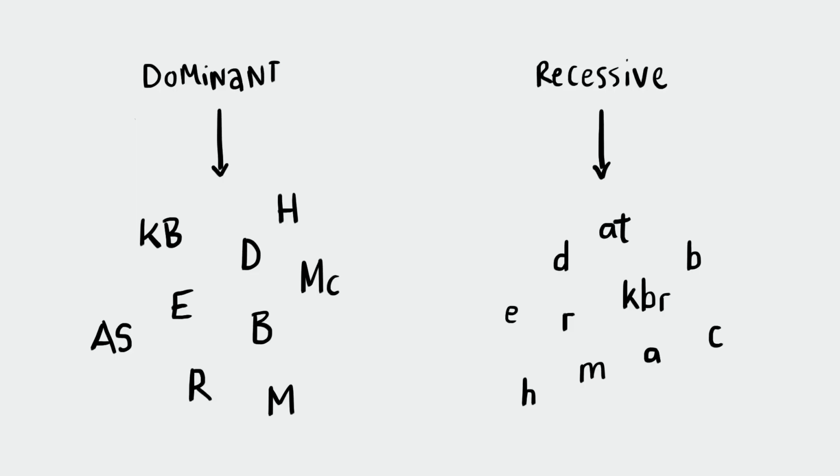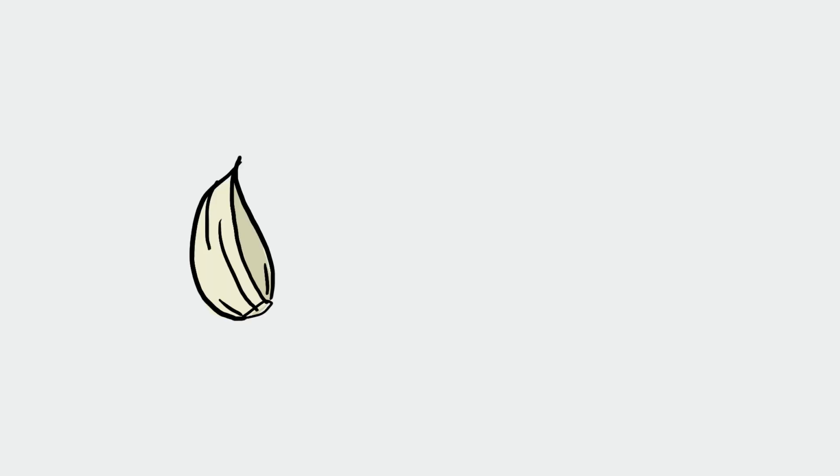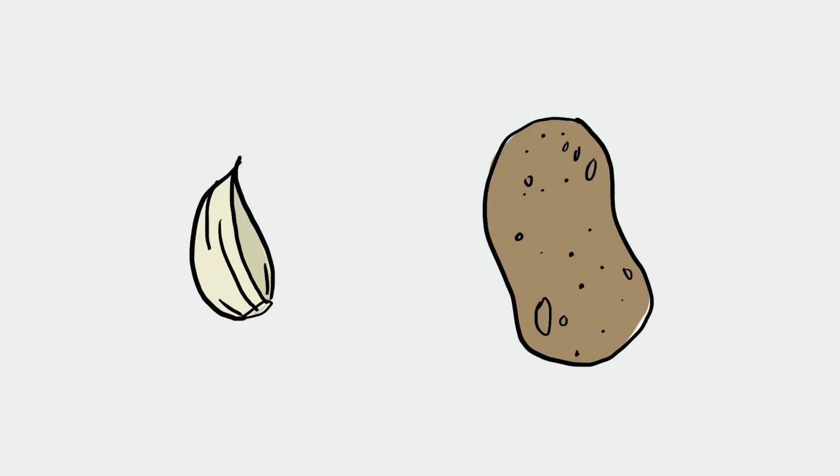Similarly, certain genes are stronger or more potent than others. We classify these as dominant and recessive genes, and we indicate this by using uppercase letters for dominant genes and lowercase letters for recessive genes. Let's compare these to garlic and potato.